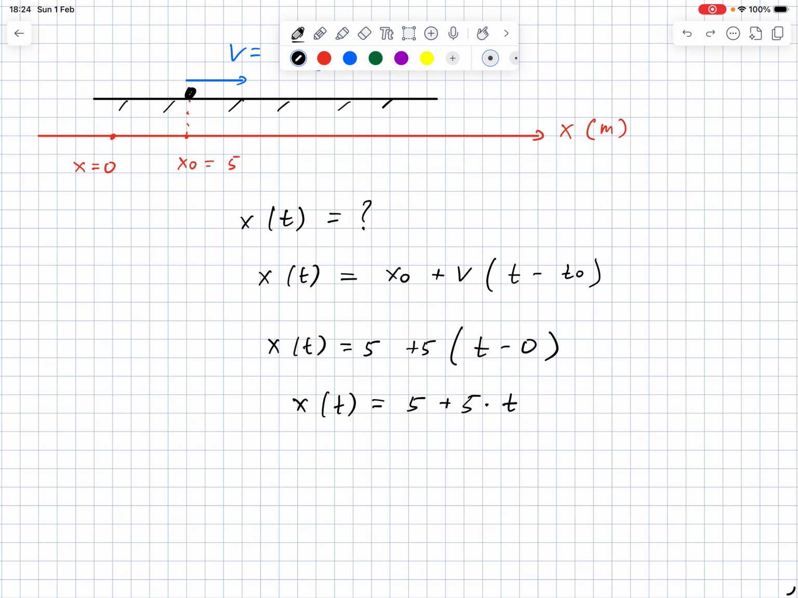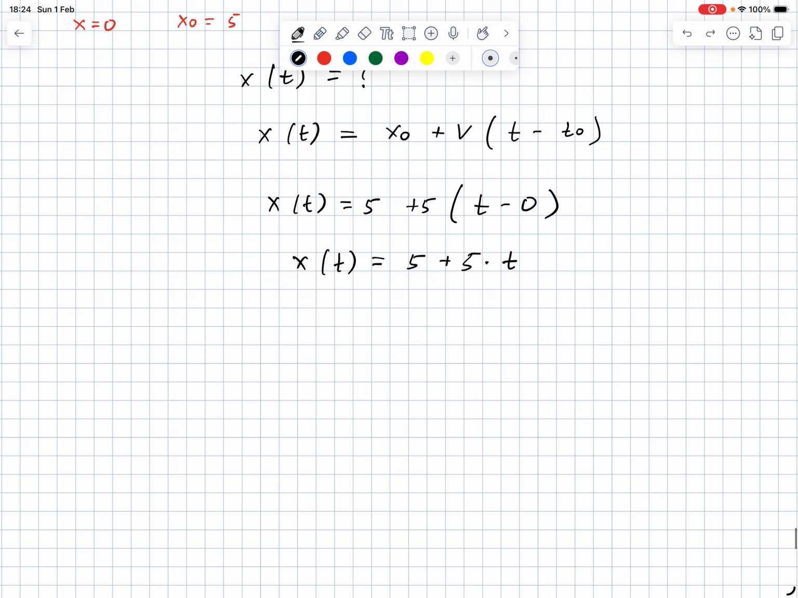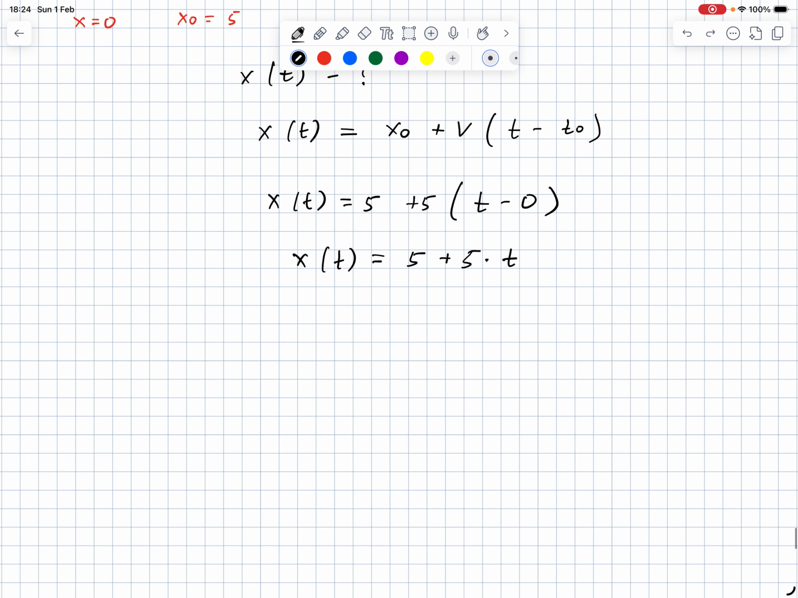For example, we can calculate what would be the position of this object after 3 seconds. x equals 5 plus 5 times 3, equals 5 plus 15, which is 20 meters. This is the position of the object when the time is 3 seconds.